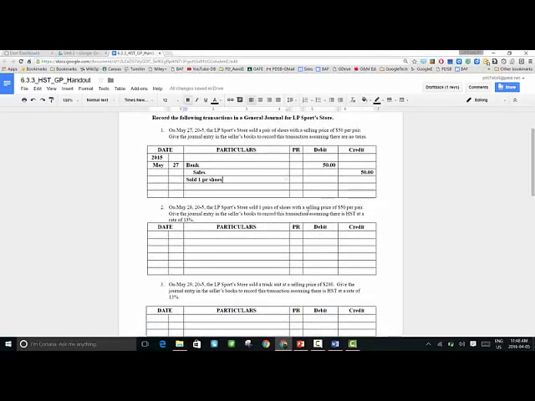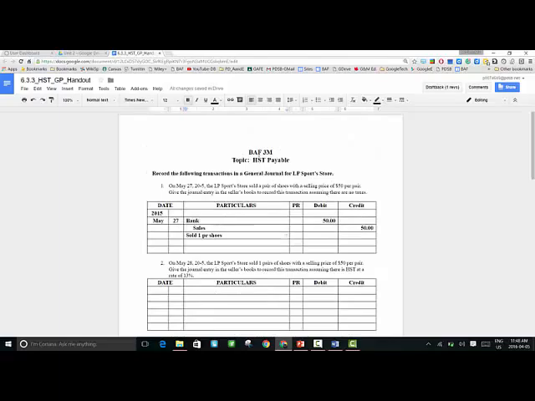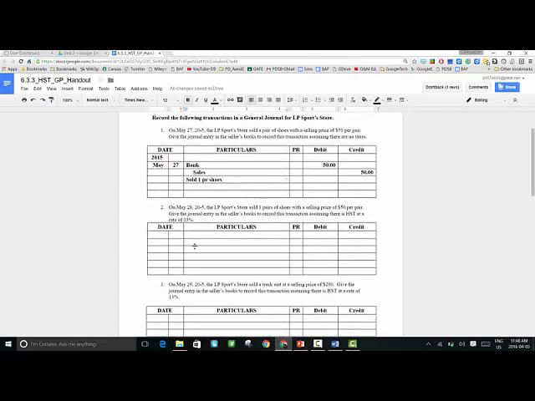So in the next one now, we are adding in the element of HST. This is HST that we are collecting from our customer that we're going to have to pay in the future to the government. So we're going to be using, as the document says at the top, our HST payable account. The question is where and how. So let's have a look at this. On May 28th, we sold this same pair of shoes for $50, but in this case, we have HST of 13%. If you do the math, that 13% equates to $6.50.